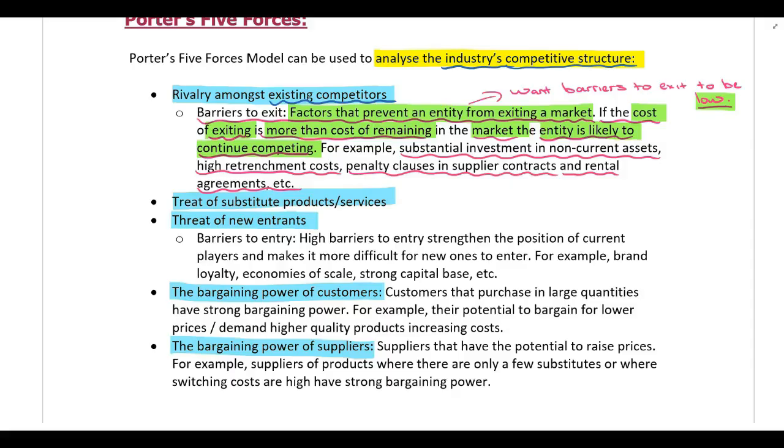Then the threat of new entrants. Now, please note the difference between this point and the first point. The first point, we were discussing rivalry amongst existing competitors. So competition between entities that are already in the industry. In the third point, we are discussing the threat of new entrants. So these are entities that are not yet competing with us at present, but they have the potential to do so in the future if they decide to enter the market. However, if they decide to enter the market, there are a few barriers to entry, and we want the barriers to entry to be as high as possible.